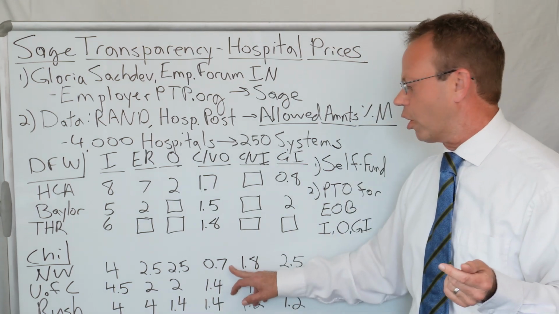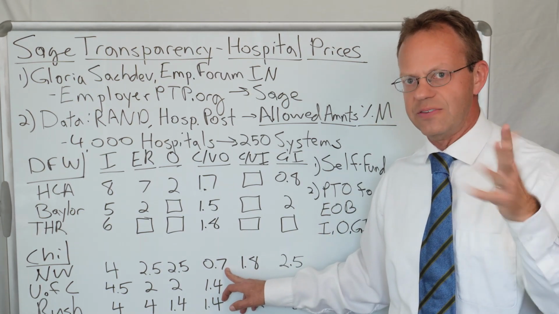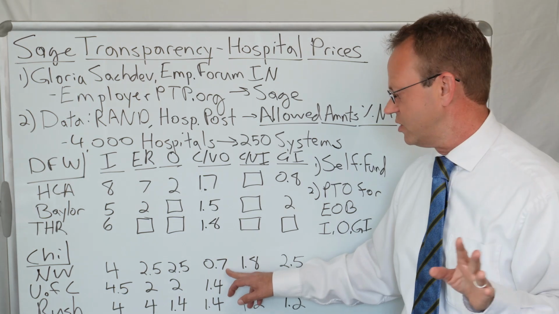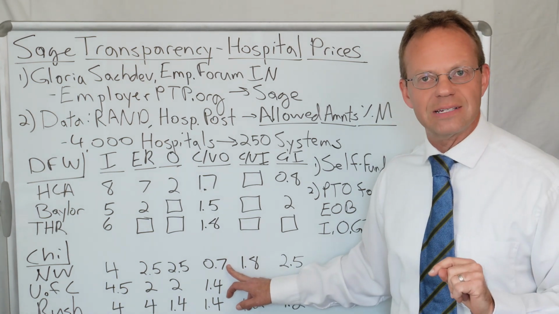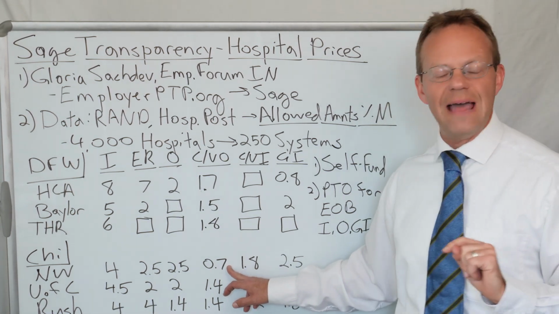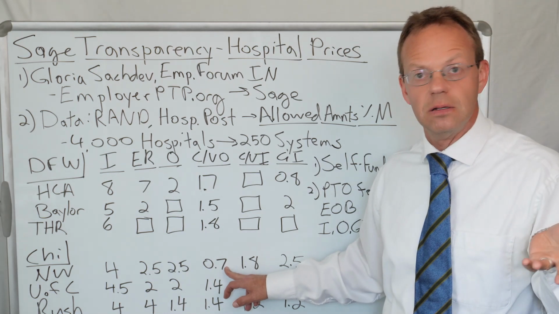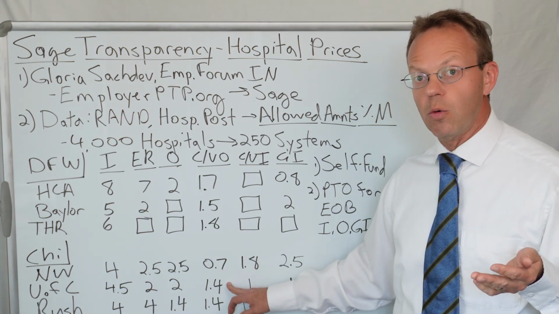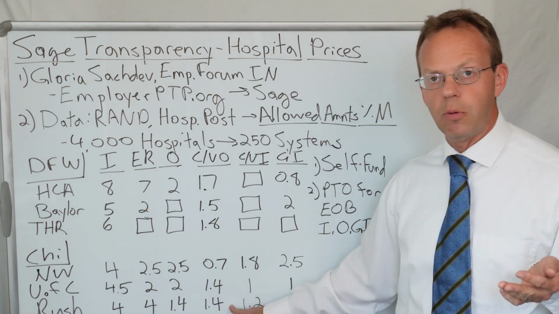Okay, next up, cardiovascular outpatient. This is super interesting. So again, this is like your stress tests, echocardiograms. Northwestern, less than the Medicare rate. It's only 7/10 the Medicare rate, 0.7. University of Chicago, 1.4 times the Medicare rate. Rush, 1.4 times the Medicare rate.